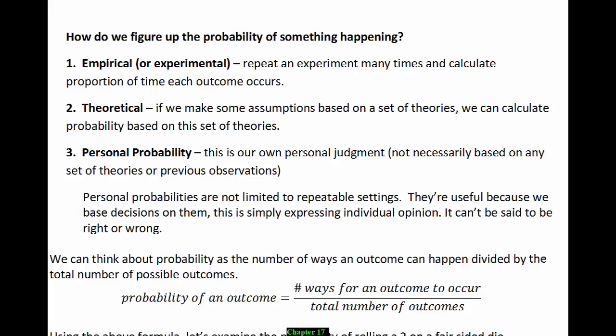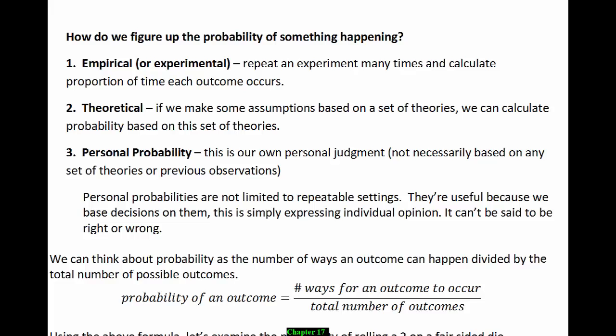A theoretical probability is if we make some assumptions based on a set of theories to calculate the probability. So if we say, okay, this coin is weighted equally on the head side and the tail side, so if we flip it, it should have a 50-50 chance of being on heads or tails, then we've arrived at our probability through a theoretical framework.